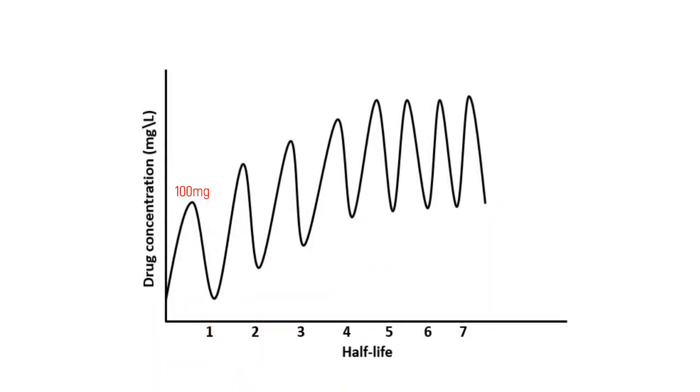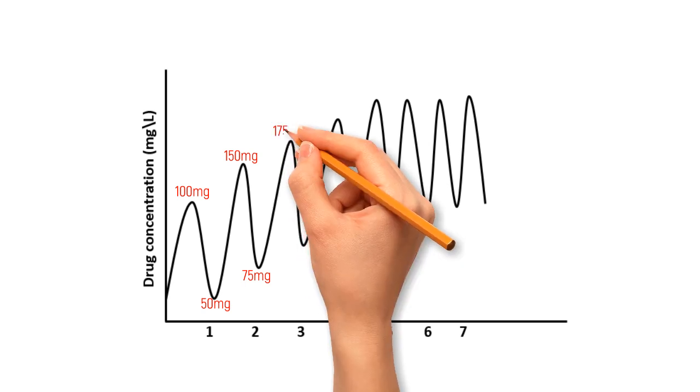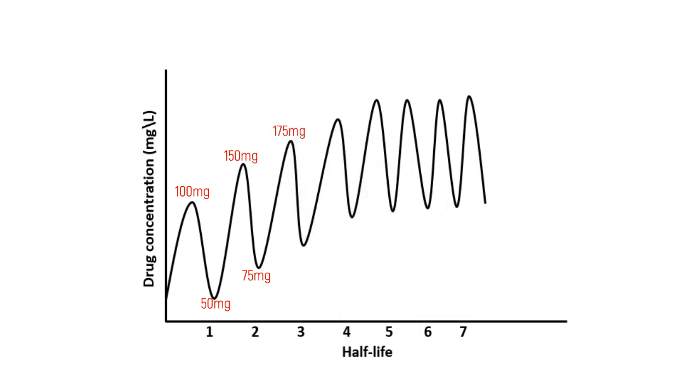For example, if you take a 100 mg dose of a drug, after the first half-life, the drug's concentration will decrease to 50 mg. When you take a second 100 mg dose, the total concentration will rise to 150 mg. After completing the second half-life, this concentration will reduce to 75 mg. When you take a third 100 mg dose, the total concentration increases to 175 mg, and after the third half-life, it decreases to 87.5 mg.